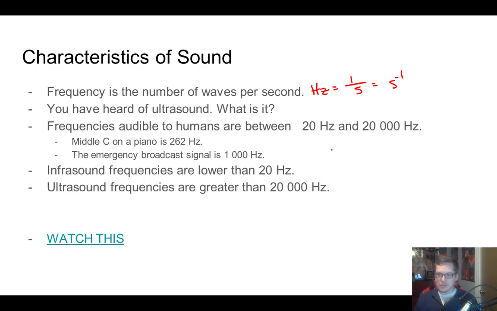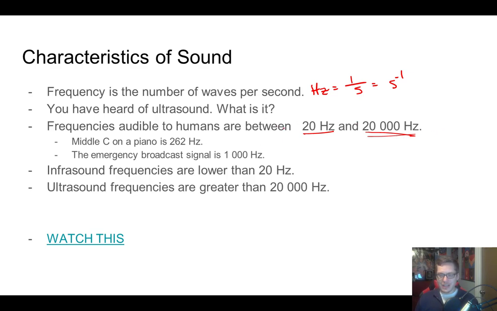All those things are equivalent. Okay, so you have heard of ultrasound. What is it? Well, ultrasound is sound above the frequency of human ears, or above the range of human hearing. Frequencies audible to humans are between 20 hertz and 20,000 hertz. Okay, 20 hertz and 20,000 hertz.